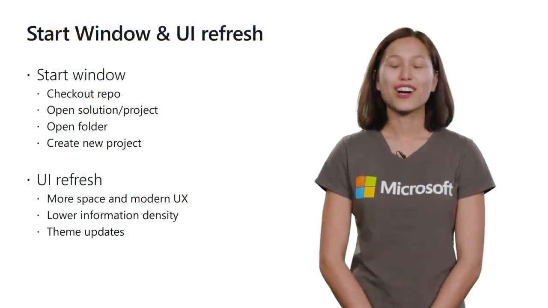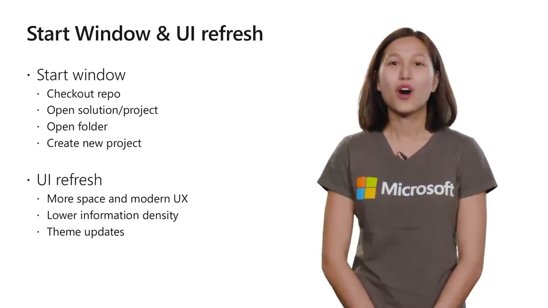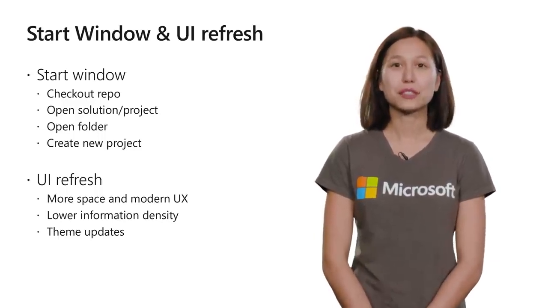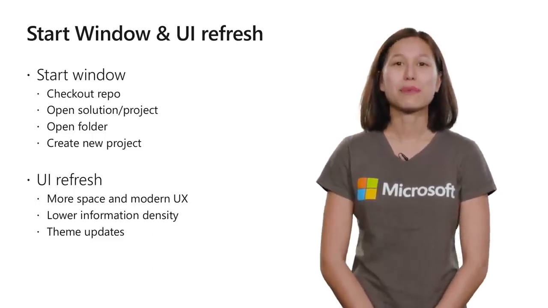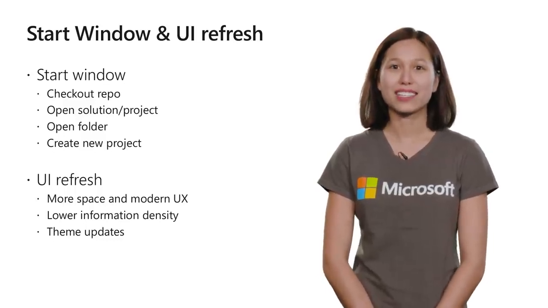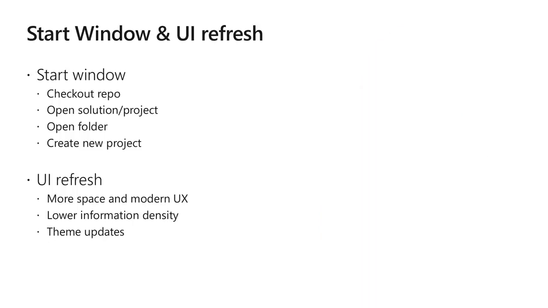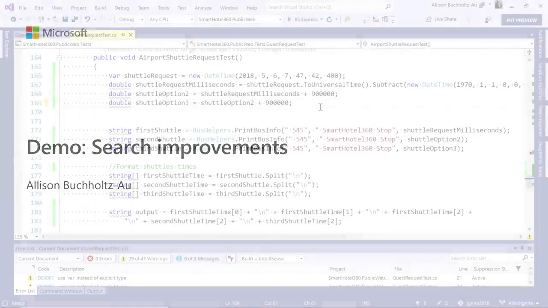As you just saw, our enhanced start window allows you to quickly check out a repo, open an existing project, solution, or folder, or get started with a brand new project. With our UI refresh, we've added more space for the things that matter, a modern UX, and updated theming so that you can quickly tell the difference between Visual Studio 2017 and 2019 when you have them installed side by side. Let's dive into the search improvements in the IDE.